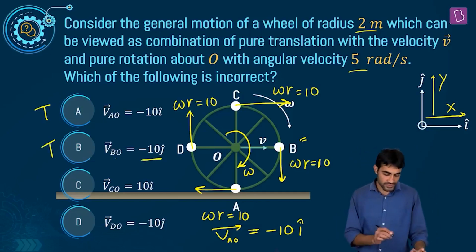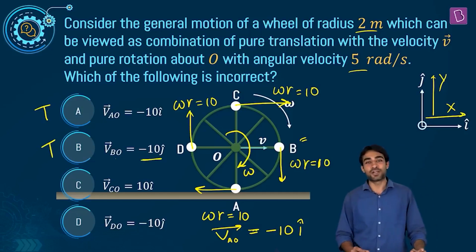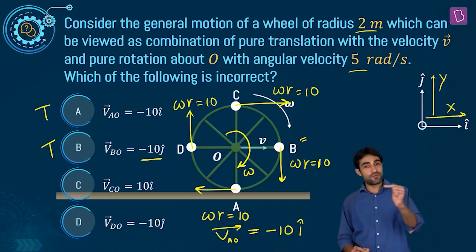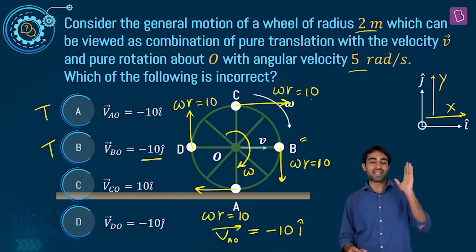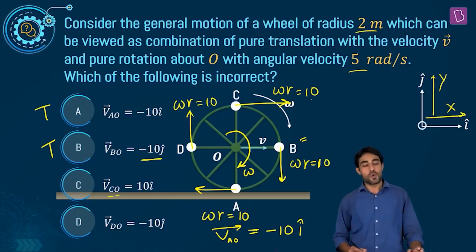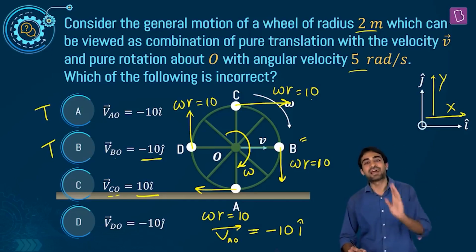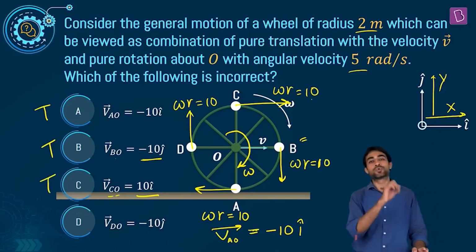Option C says velocity of C with respect to O. Can you see the point C? Yes, we can see the point C. C is at the top. Now with respect to O, C is moving in the forward direction with 10 meter per second, right? Now the relative velocity of C with respect to O is 10 i cap because it is moving in the forward direction. So option C is also true.